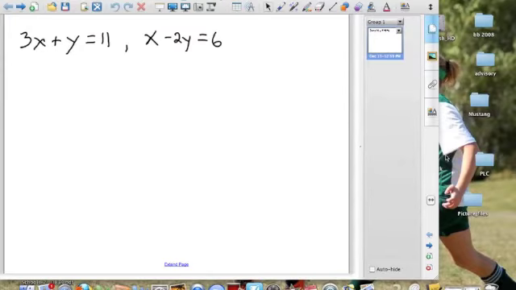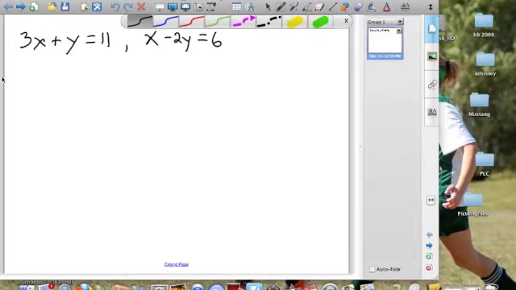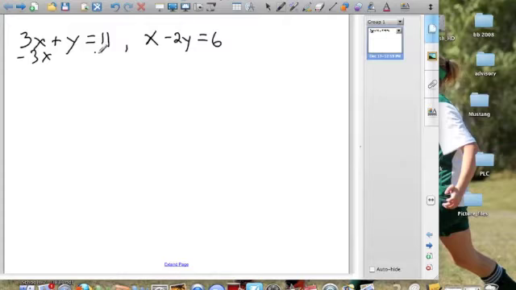To solve a system by graphing, we need to graph both of these lines. We're going to put both of the lines into slope-intercept form. On the first one, we're going to add 3x to both sides of the equation, and we end up with the equation for the line: y is equal to -3x plus 11. So we will graph y is equal to -3x plus 11 and see where these two lines cross.